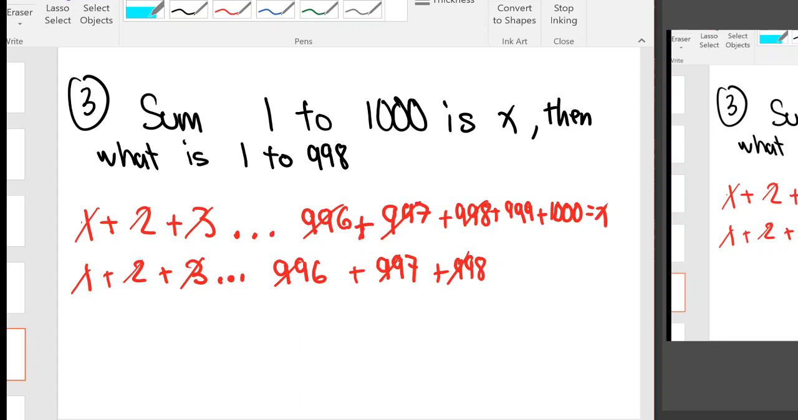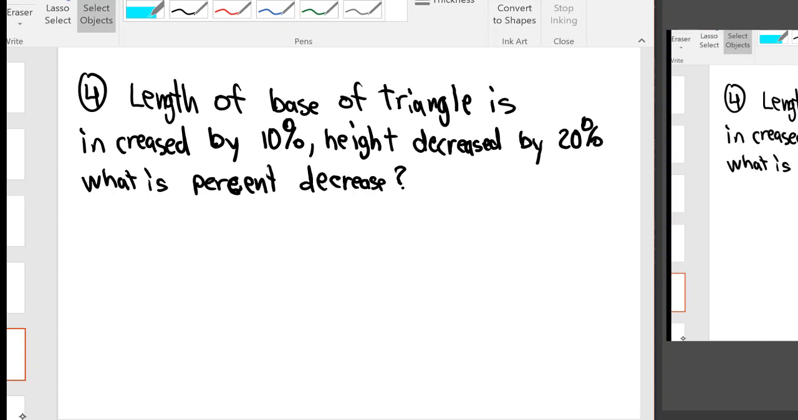Right? The only difference between x and the smaller number is that x is going to be 1,999 greater. So if I want to get to the smaller number, I would subtract. So I have x minus 1,999, which was A.